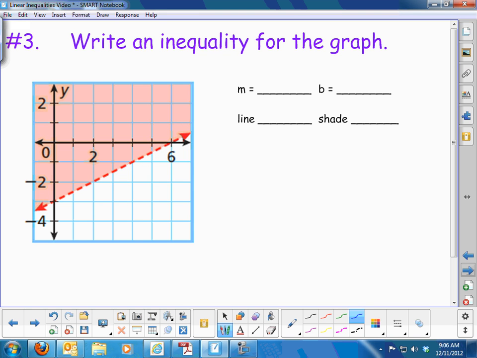Okay, next one. I'm going to write an inequality for the given graph. So I need to determine my m, my b. I'm going to go ahead and write in what kind of line it was, where they shaded, and that will help me get to my inequality.